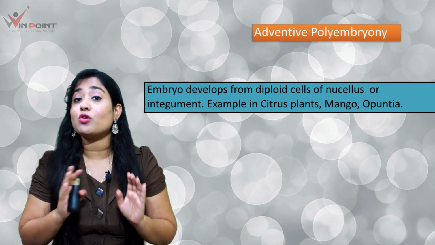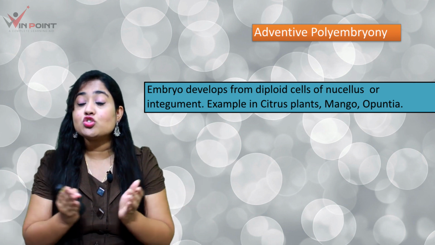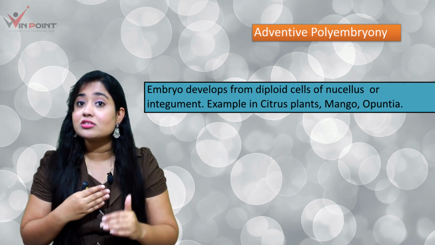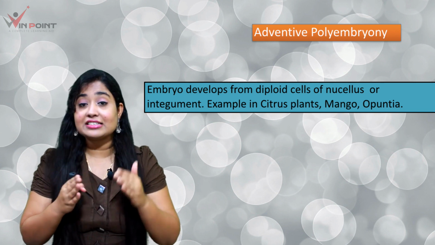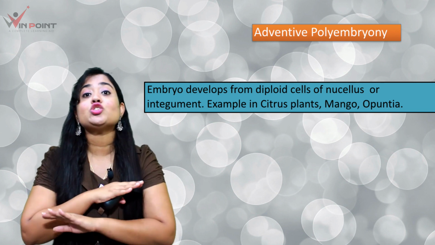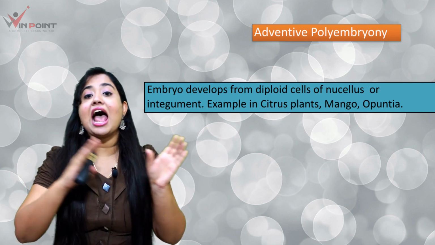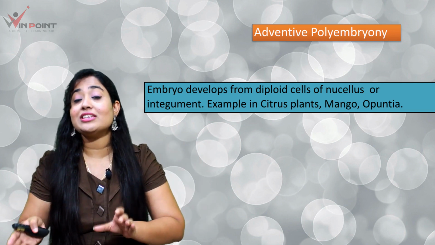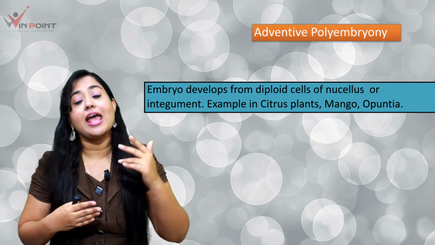So, what is fertilization? The male gamete and the female gamete fuse together to form zygote. This process is called fertilization, which happens in sexual reproduction. But in asexual reproduction, there is no fertilization taking place; directly from nucellus or integument, it gives rise to the diploid embryo.